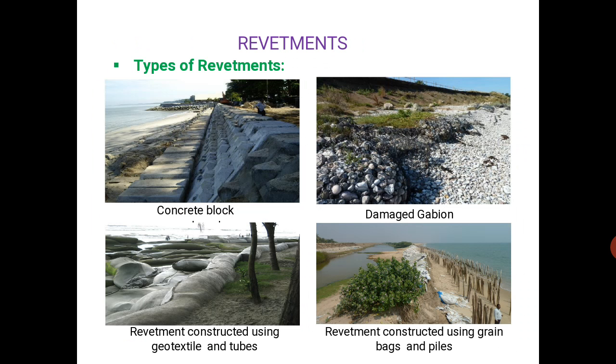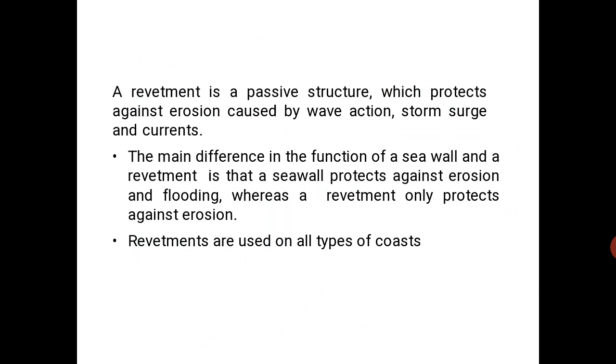A revetment is a passive structure which protects against erosion caused by wave action, storm surge and currents. The main difference in function of a seawall and a revetment is that a seawall protects against erosion and flooding, whereas the revetment only protects against erosion. Revetments are used on all types of coasts.